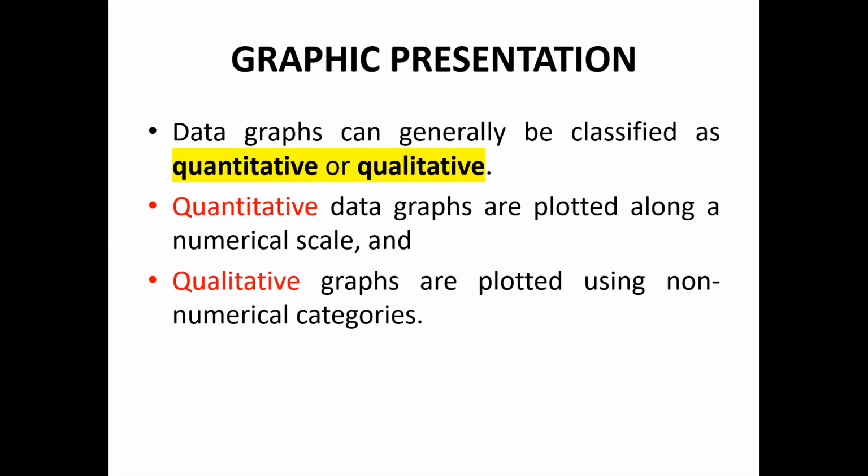So by the name itself, if you talk about quantitative, both the axes would have a numerical scale. Quantitative data graphs are plotted along a numerical scale. X axis, Y axis, both will have a numerical scale. But in terms of qualitative, graphs are plotted using non-numerical categories. So both axes will not have a numerical scale. One axis would have non-numerical categories.